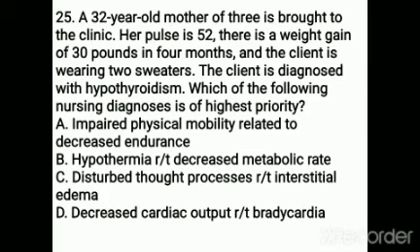Question number 25. A 32-year-old mother of 3 is brought to the clinic. Her pulse is 52. There is a weight gain of 30 pounds in 4 months and the client is wearing 2 sweaters. The client is diagnosed with hypothyroidism. Which of the following nursing diagnoses is of highest priority? Options are: A, impaired physical mobility related to decreased endurance. Option B, hypothermia related to decreased metabolic rate. Option C, disturbed thought process related to interstitial edema. Option D, decreased cardiac output related to bradycardia.